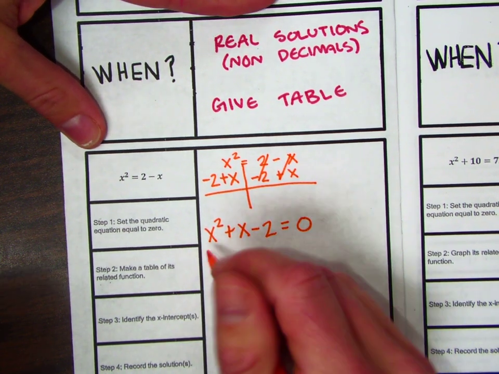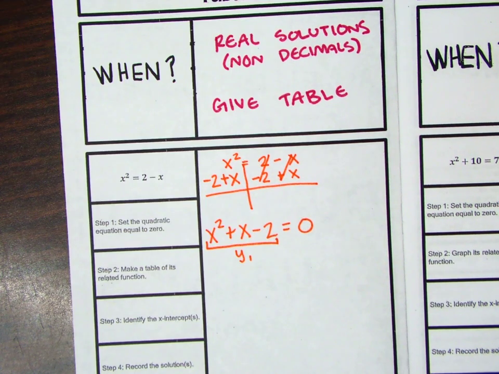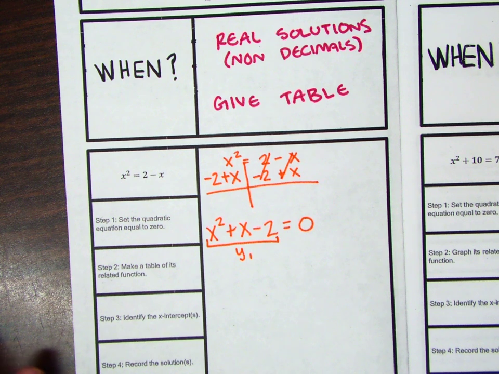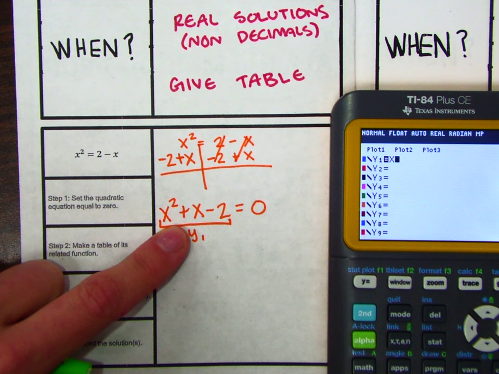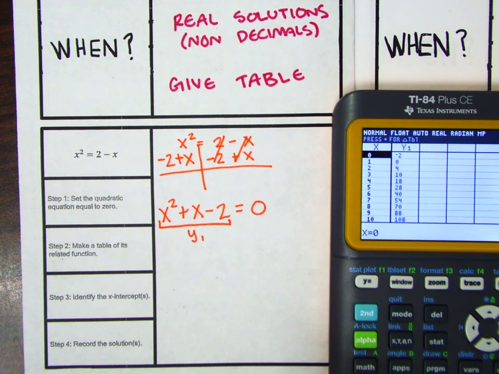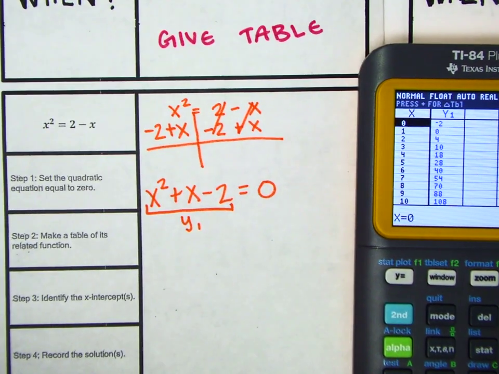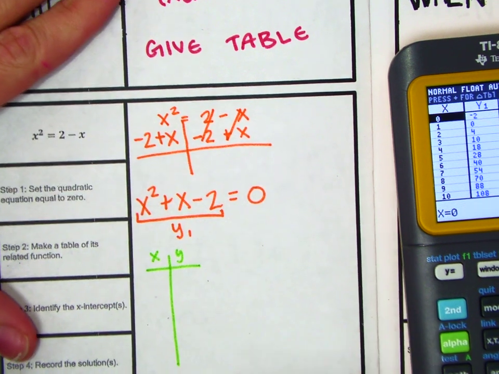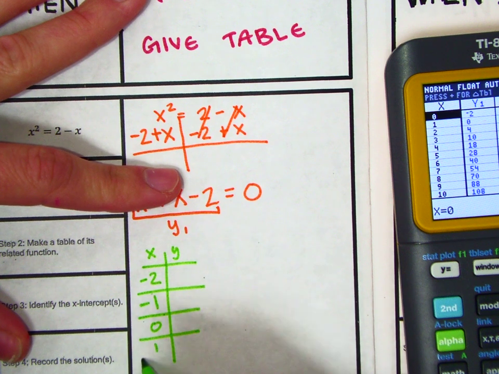All right, so once you get everything on one side, we're going to take this guy and we're going to put that into y1 in the calculator. All right, so in y1, I'm going to go to my calculator and I'm going to type x squared plus x minus 2, and I'm going to go to the table. All right, so we're going to write this table down. All right, so -2, -1, 0, 1, 2.